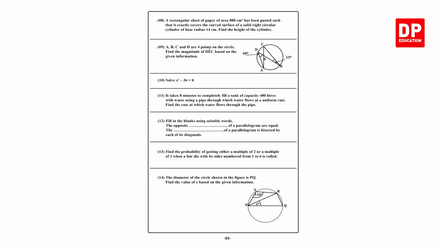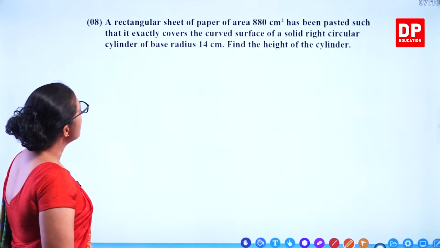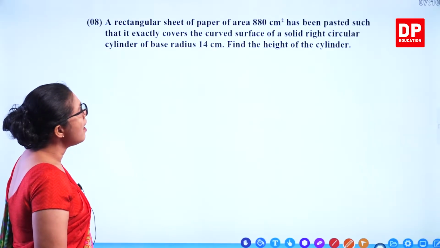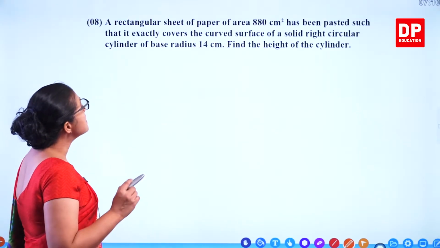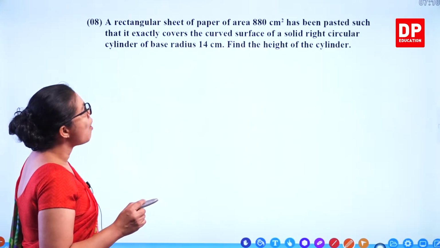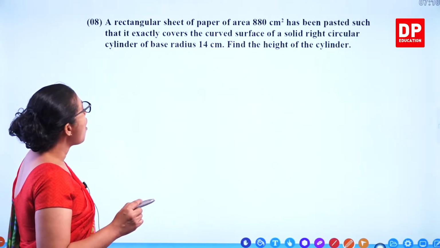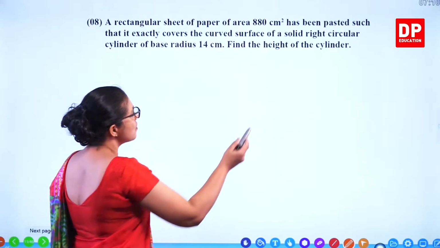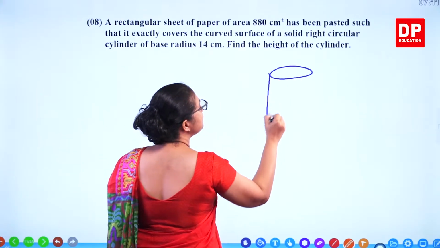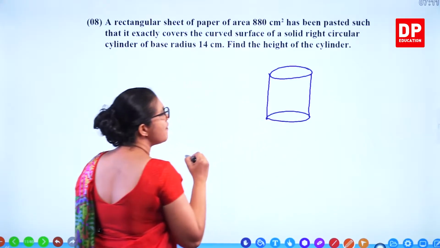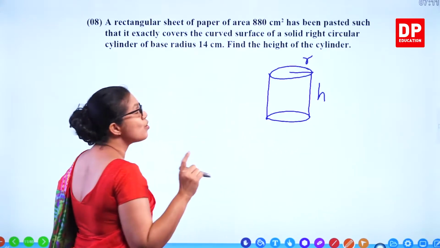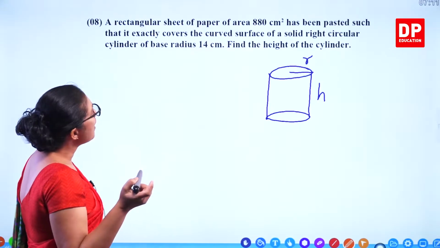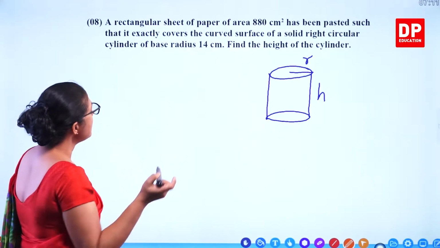Now you can try question number 8 to 14. Question number 8. A rectangular sheet of paper of area 880 square centimeters has been pasted such that it exactly covers the curved surface of a solid right circular cylinder of base radius 14. So if this is a cylinder, what's the curved surface area? If the radius is r and the height is h, that's 2 pi r h. So we can find the height of the cylinder using that.